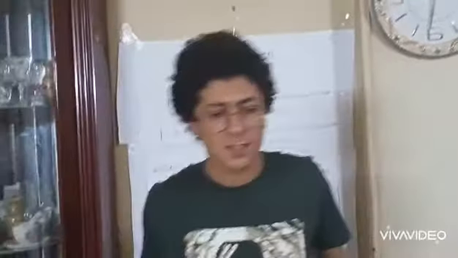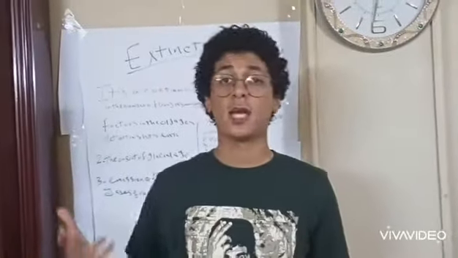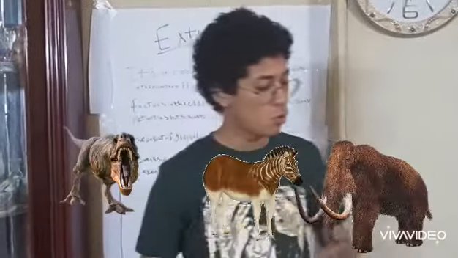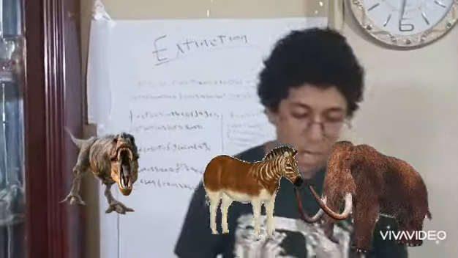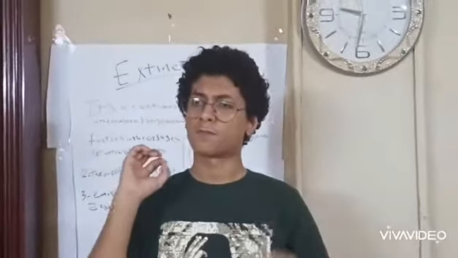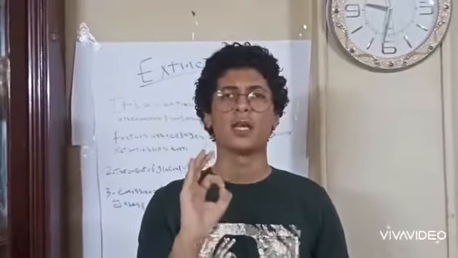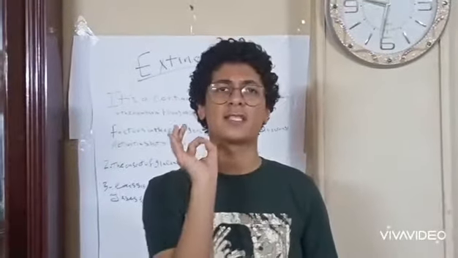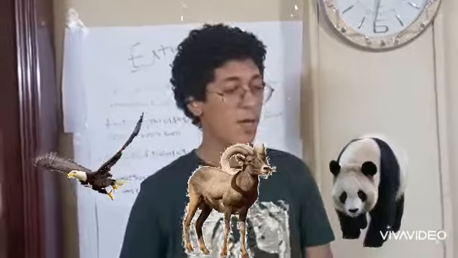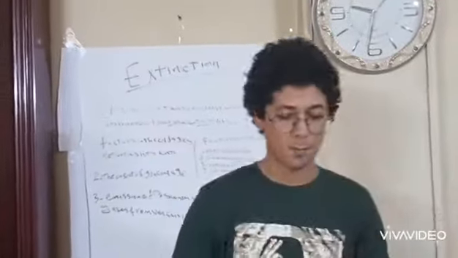We also have some examples of animals that became extinct in the old ages, like the mammoths, dinosaurs, and the quagga. And we also have some other examples of animals that are endangered of becoming extinct, like the bald eagle, the Barbary sheep, and the panda bear.